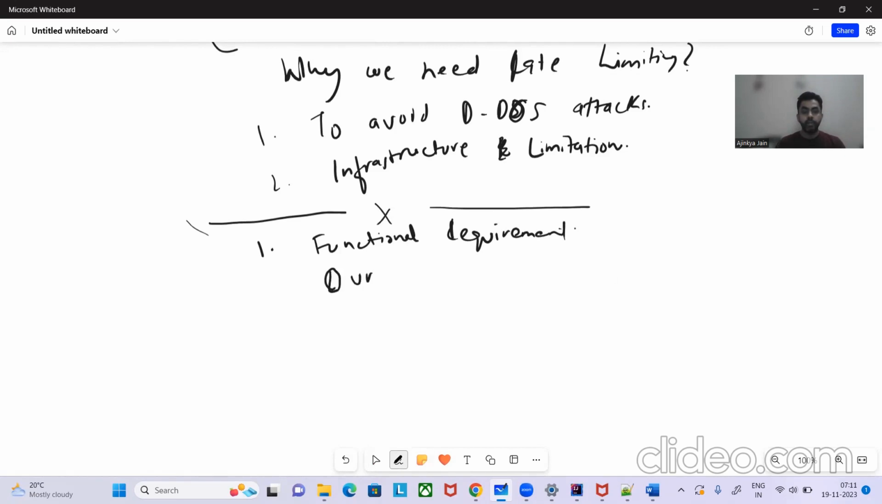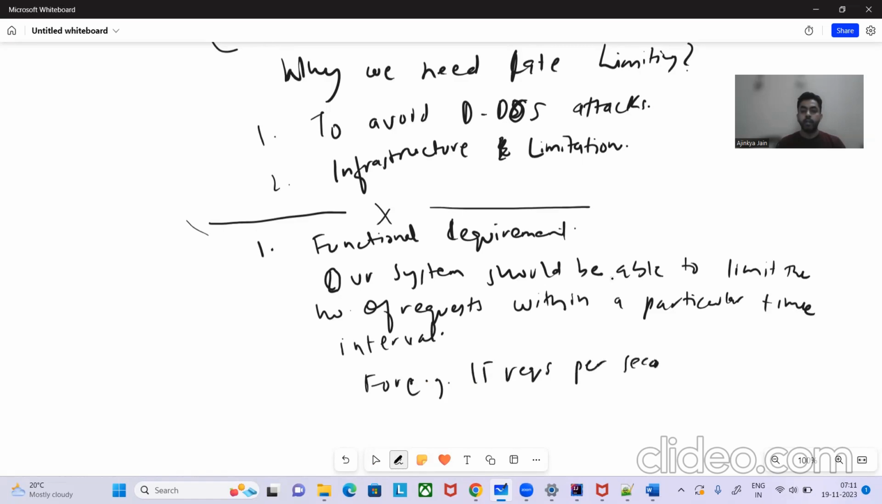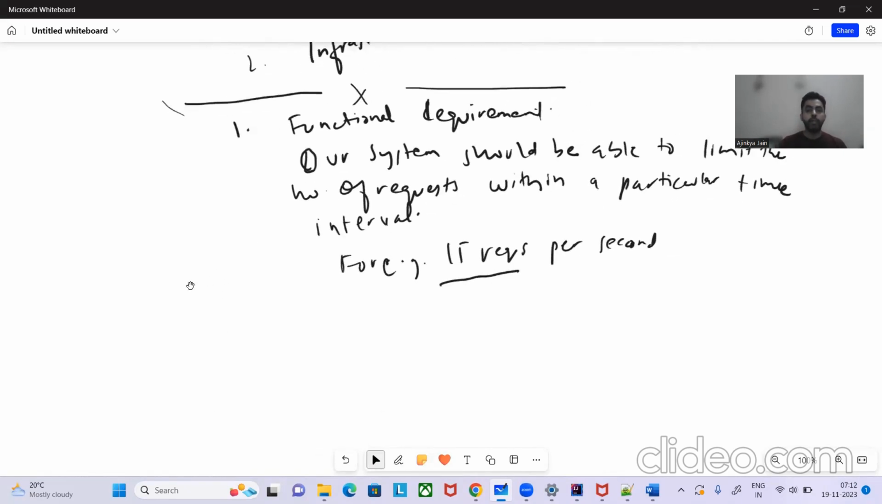Our system should be able to limit the number of requests within a particular time interval. For example, 15 requests per second, so our system should only allow 15 requests within a second. This is the primary functional requirement.